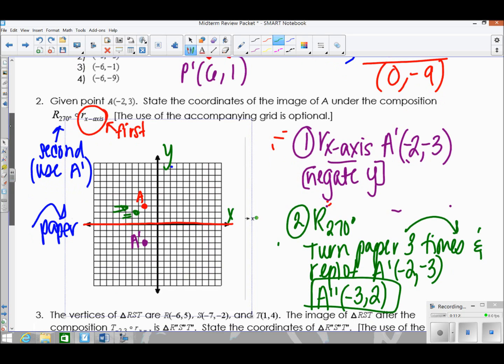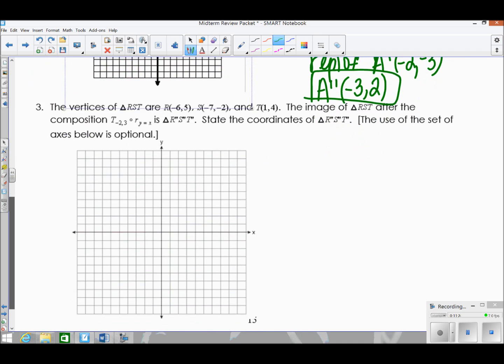So let's look at one more of these on a coordinate plane. Here we start with a triangle, RST, and we want to figure out the image after this composition. So let's start by plotting the triangle. So we have -6, 5. I'm going to go ahead and put a scale on here. I'm going to just do 5s all the way around. 1, 2, 3, 4, 5.